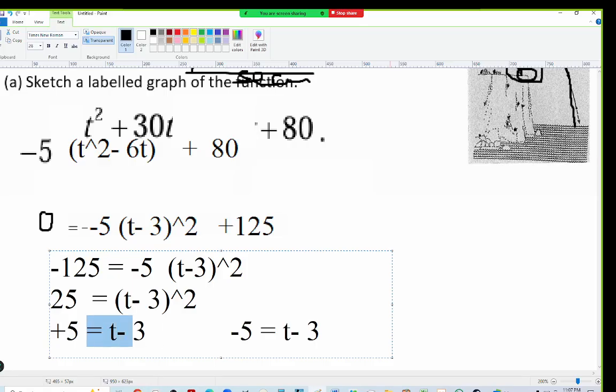Okay, solve this one. T minus 3 is equal to 5. What do I do? Plus 3. So what's 5 plus 3? 8. Right, so the time when it hits the water is possibly 8. Okay. And then over here, positive.